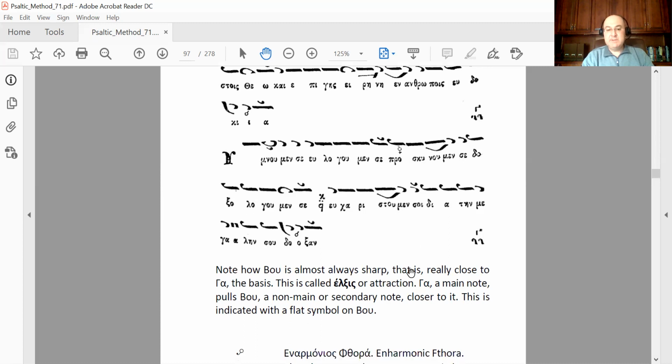Now, what is elxis? Elxis means that we have the main tones, that are always at their place in the scale. And then the secondary notes, in other words, those that are not main, are sometimes pulled or attracted, in a manner of speaking, by the main notes, okay?